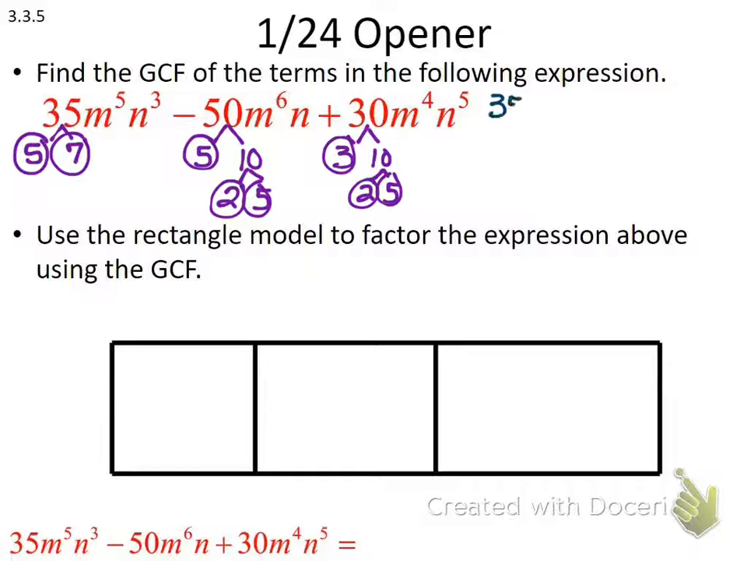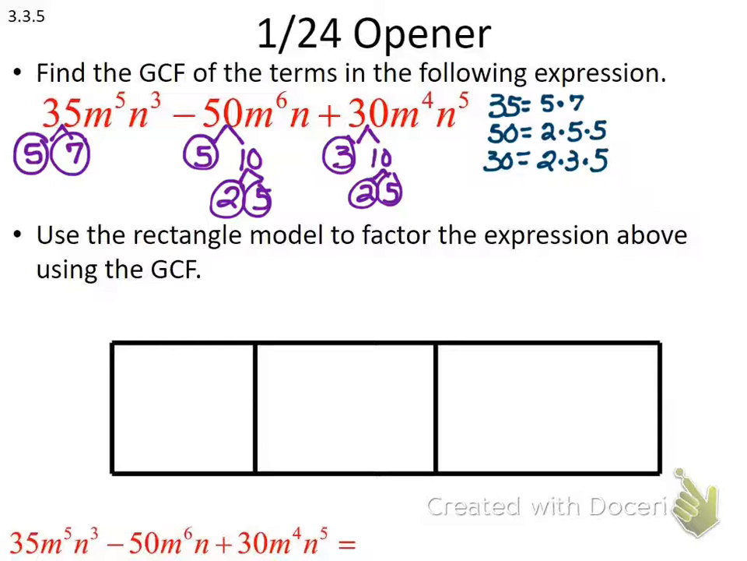So I have 35 equals, 50 equals, I'm not worried about that negative right now, and 30 equals. So for 35, I had 5 and 7. For 50, 2 times 5 times 5. And then for 30, we had 2 times 3 times 5. Okay, now that I listed it, what's my next step?